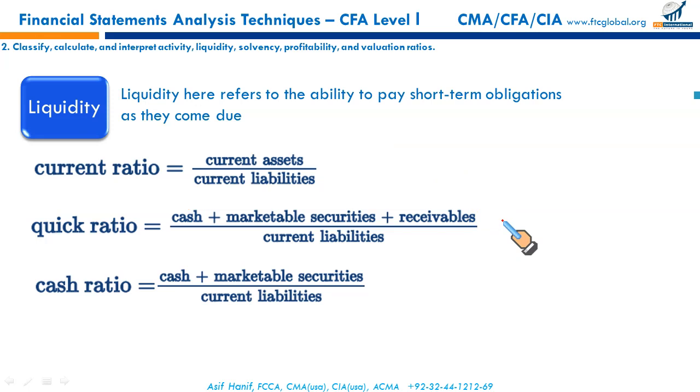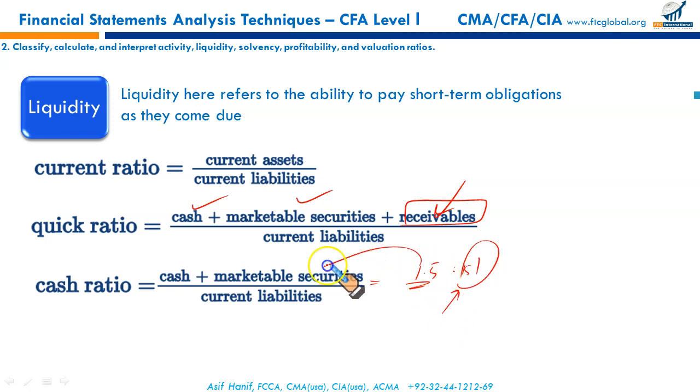We can make it even more conservative by eliminating receivables because sometimes our receivables might take time to pay us back. So we just take cash and marketable securities upon current liabilities. This is the most conservative ratio, say 1.5 to 1. For every $1 liability we have to settle, we have $1.5 of cash and cash equivalents.